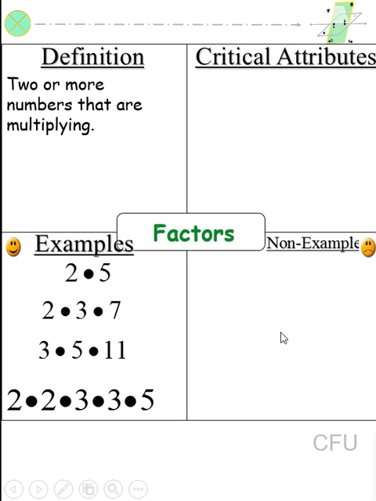Okay. Let me show you non-examples. Copy those. And as you're copying them, start thinking, these are not factors because... Talk it over with your neighbor. Why are these not factors?